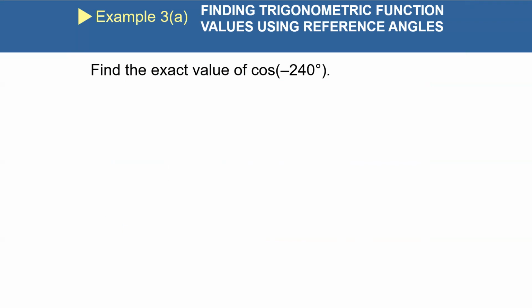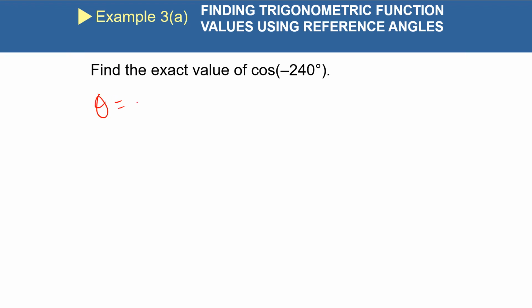All right, so here it's asking us for a specific trig value, right? It says the cosine of -240. Well, in order to find the cosine, step 1, we need to make sure that it's between 0 and 360. Is our theta between 0 and 360? It is? No.